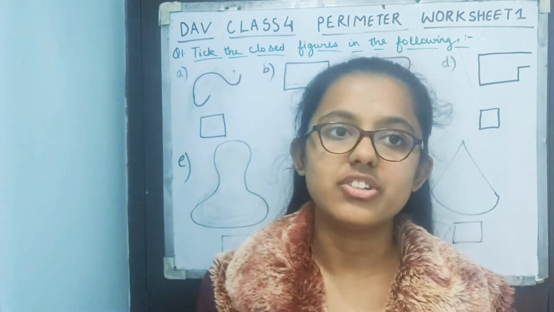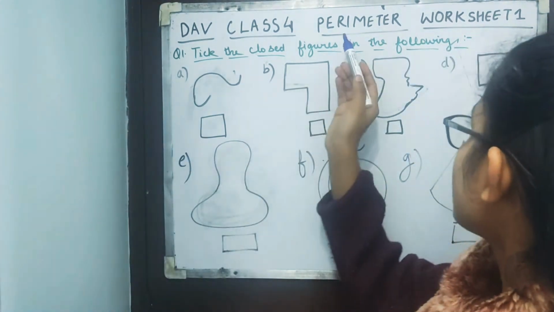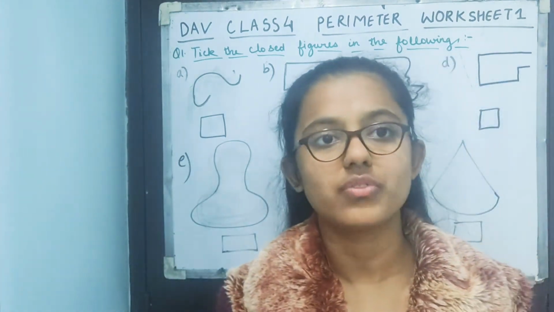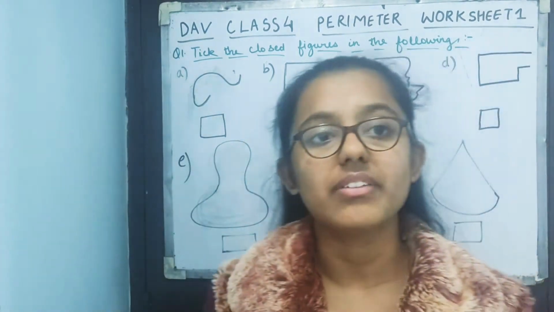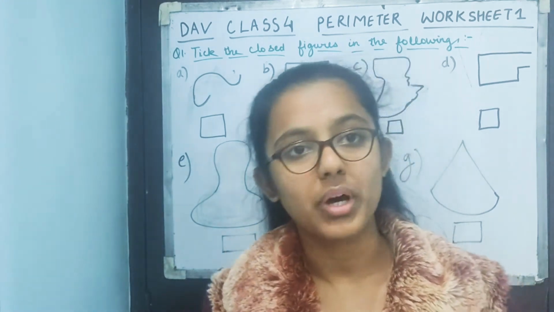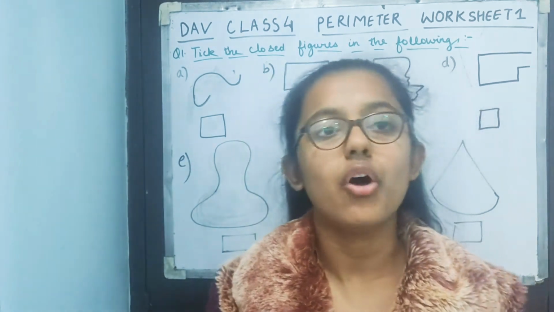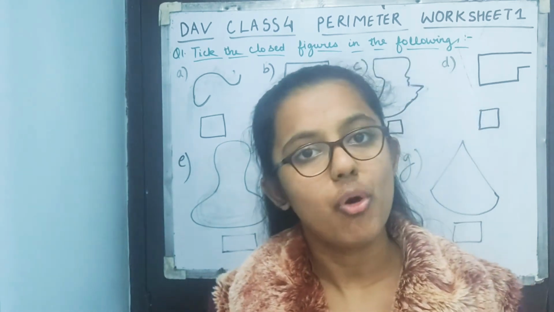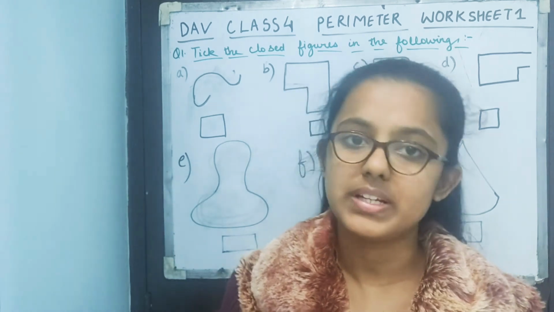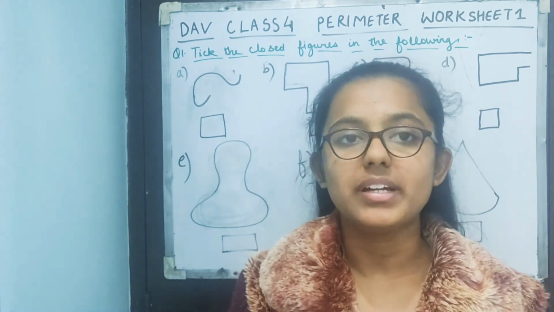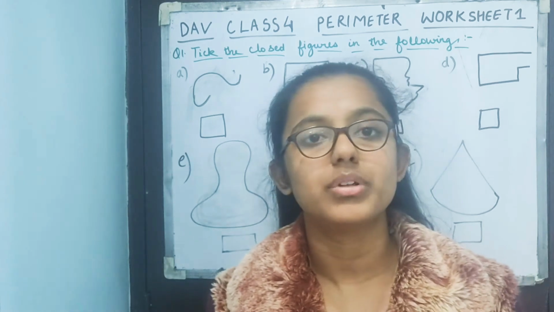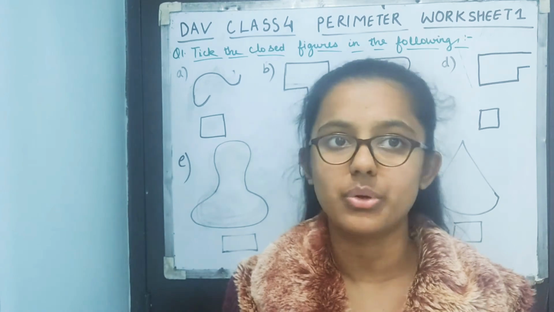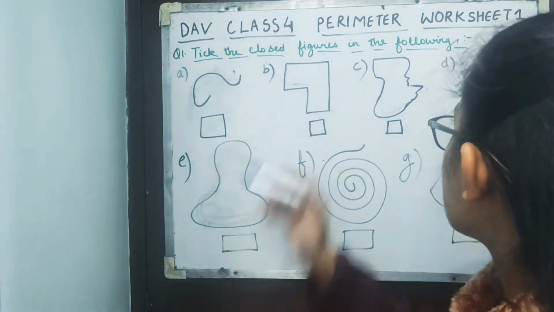So this is Khushi and today we are going to do our class 4th perimeter worksheet 1. We have completed the explanation of this chapter, perimeter. I have divided the video in two parts. Part 1 is about what is perimeter, finding perimeter of any shape and finding perimeter using formulas for triangles, squares and rectangles. Part 2 is fully based on word problems related to the chapter perimeter. So our today's topic is to do worksheet 1.